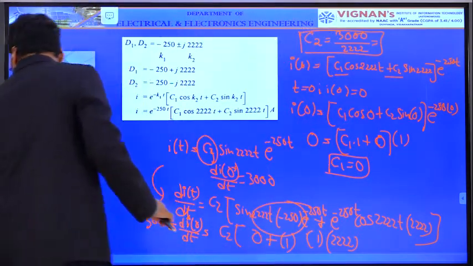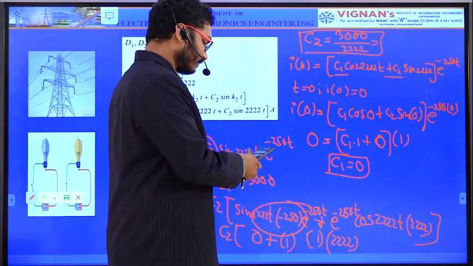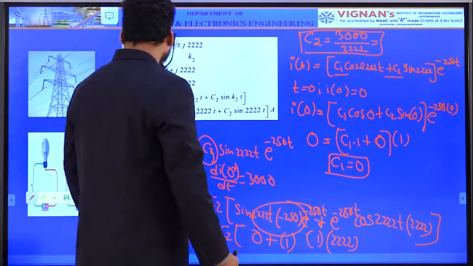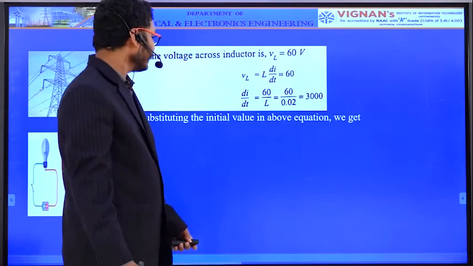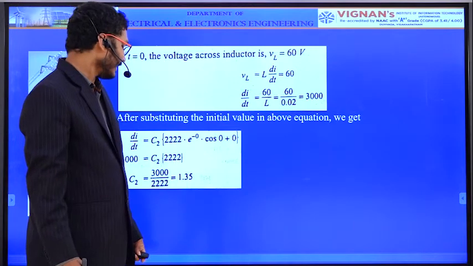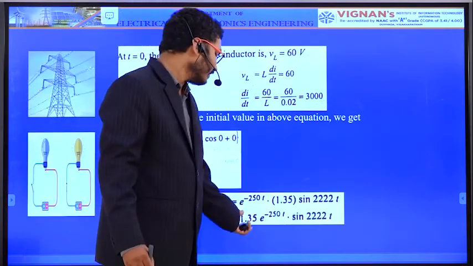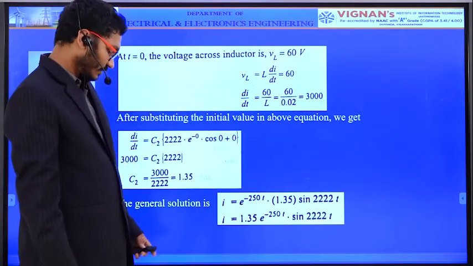How much will you get? 3000 divided by ω gives 1.35. So C2 is 1.35, the same as what I did previously. Just substitute the C2 value in the general solution, and finally you will get the current. This is the final solution for this.